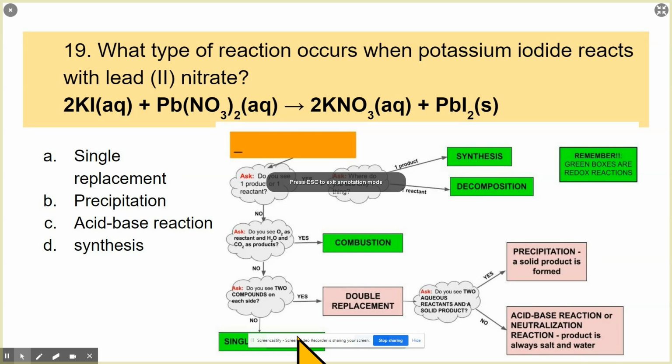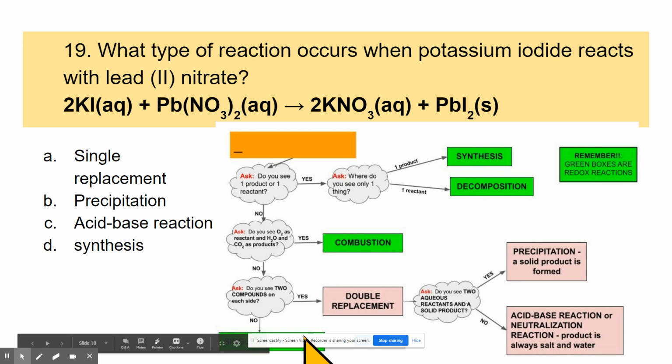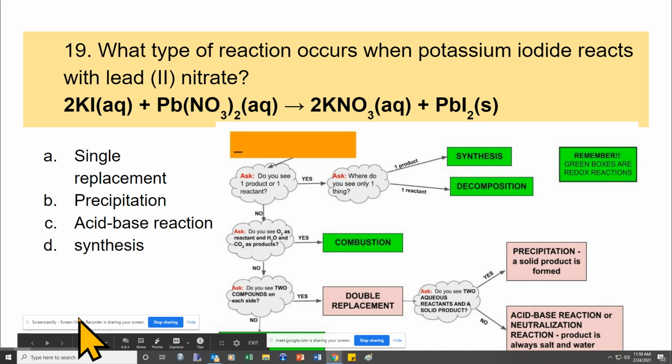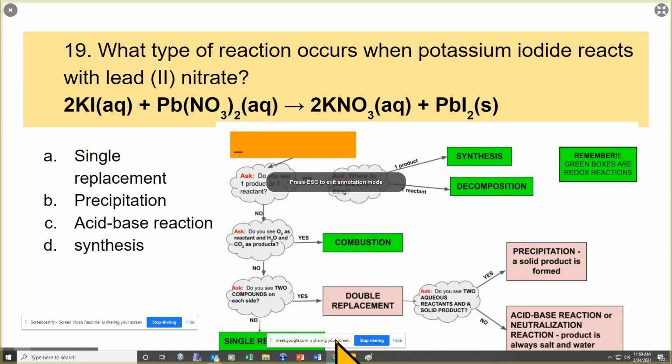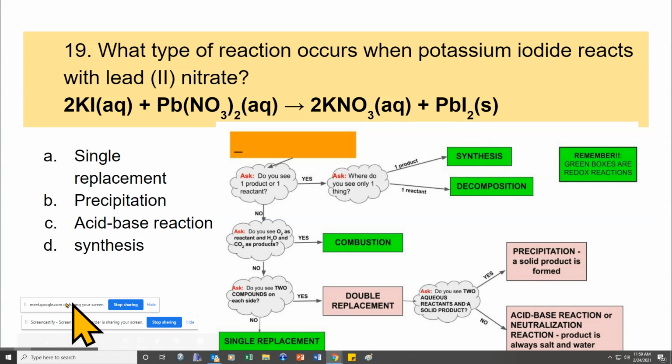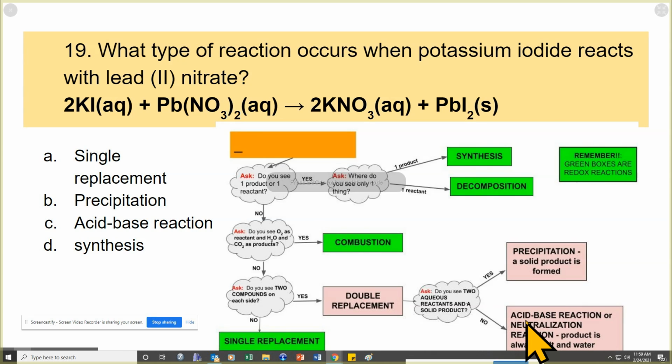Let me get that thing out of the way first. The boxes right here, you guys, are the types of reaction. And there's still one more block in the way. There you go.